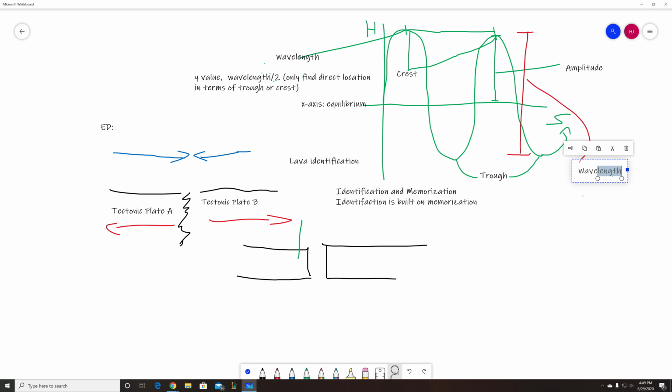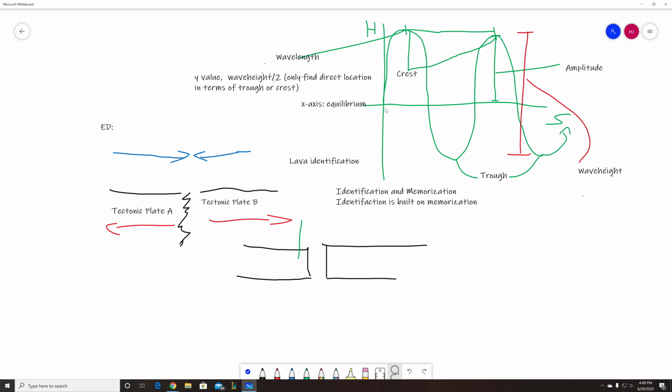It's wave height, and then I botched this, but basically it's wave height divided by 2. Wave height divided by 2, and this is only to find the direct location in terms of the trough crest. And I believe this is all. Wave period is the only other thing.